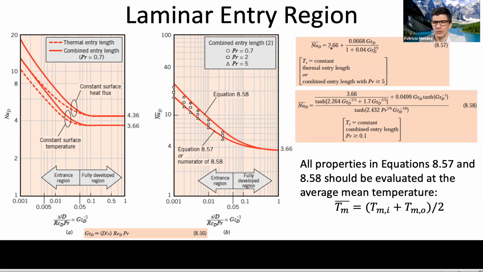And so this formula says we have 3.66, that is our fully developed value, plus something else that depends on the Graetz number. And we're not going to agonize about the Graetz number, other than here we have the expression. It is diameter over length, and they asked us about the first meter of pipe. So it's going to be the first meter of length, Reynolds, that depends on diameter, and Prandtl, that depends on the fluid. So let's see how we went about it.